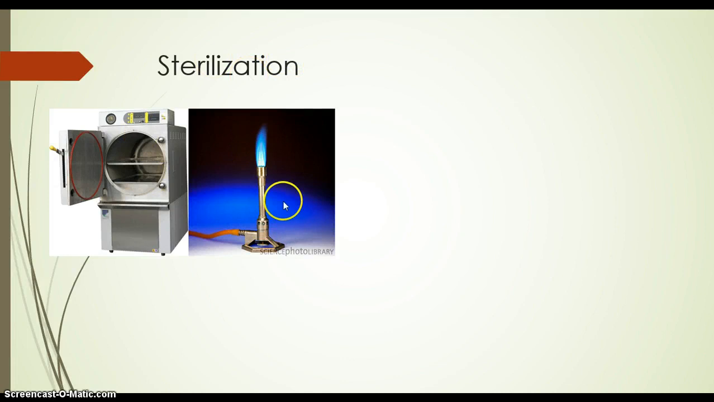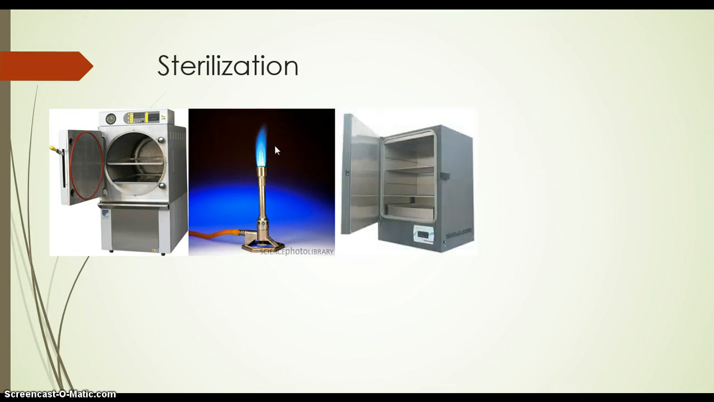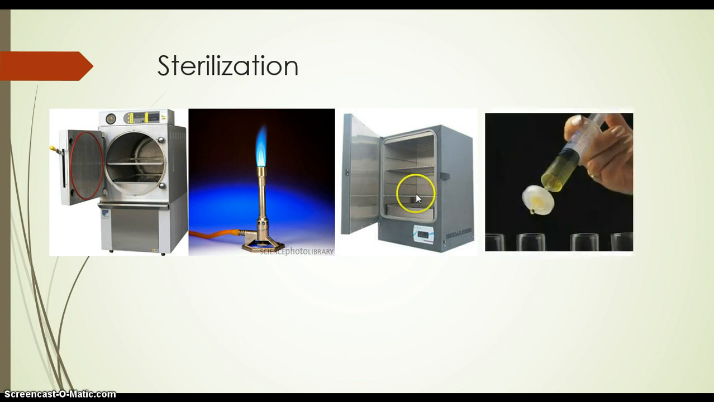Another thing: how do we sterilize inoculating loops? We flame them, and that's called dry heat sterilization. You put your inoculating loop right here, and it burns and glows, and you know that it's sterile. Another one is hot air sterilization, which is pretty much like an oven. You just put it in there and close it, and the high temperature kills most of the stuff. Another one is filtration.